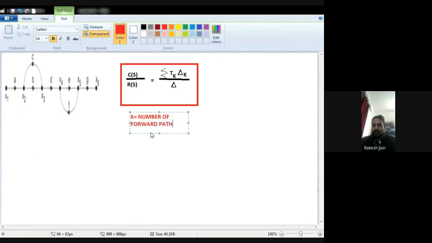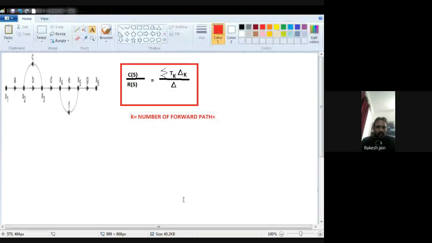Now how will you find out the number of forward paths? Once we start from the input side, we reach the output side without repeating any branch or node, that is known as a forward path. So see, from this red color, I just drew with the help of a pencil the forward path. I start from x1, that is the input side, A, then B, then D, then E, then G. These are 5 gains on the branches. So this is my first forward path.